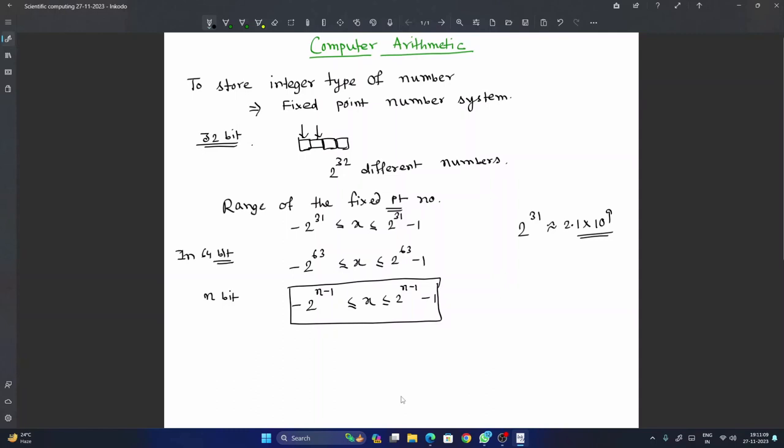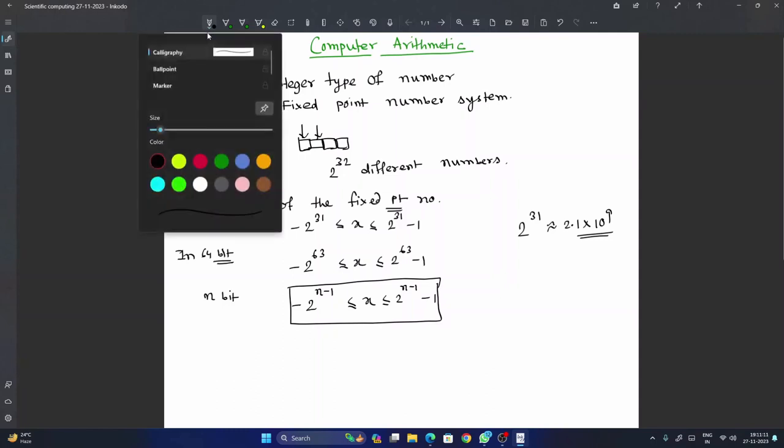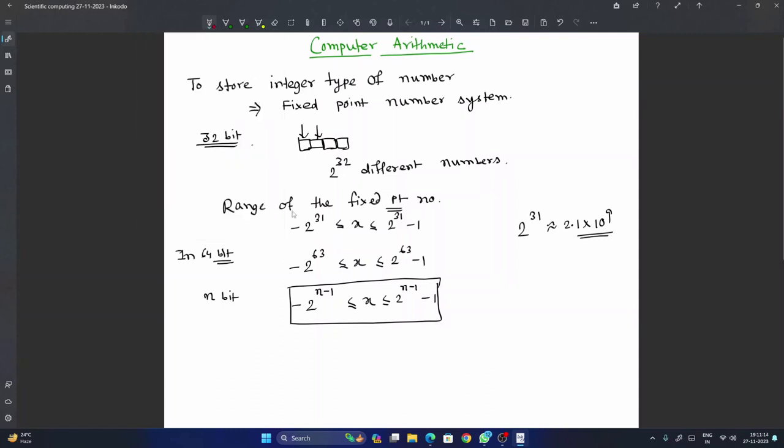So that's why we need a different type of number system which can hold real numbers, or which can hold numbers in the real number format. And which type of number system stores the real numbers? So one type is the fixed point number system. What is the other type? Floating point, exactly, floating point numbers.